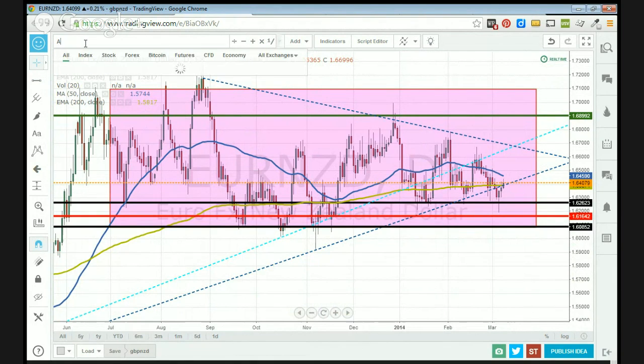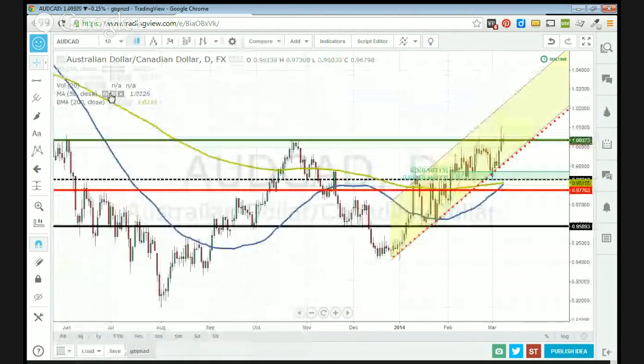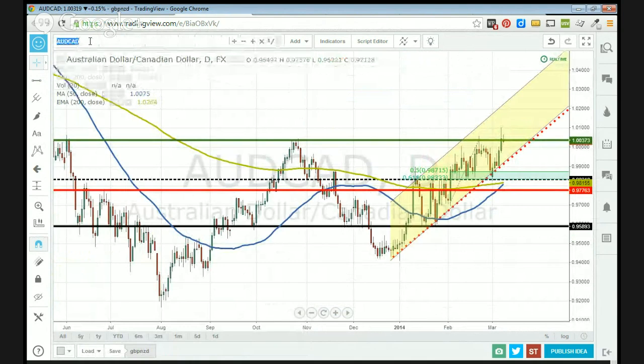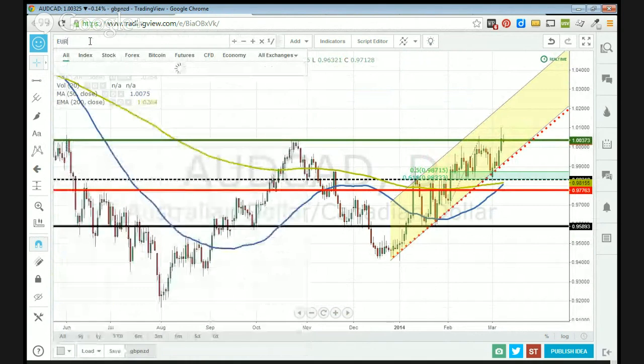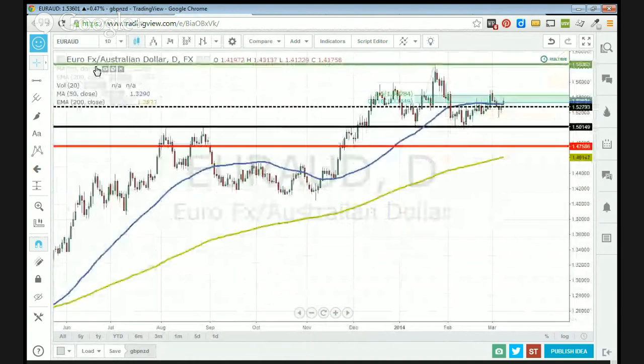Okay, so let's go to the Australian dollar. Aussie Canada. Okay, and this is... oh, what am I saying? I meant to go to the Australian dollar or euro Australian dollar. That was what I meant to go to. I just generally, out of habit, like to start my chart review with the euro pairs after reviewing the trades I have on at the moment. Okay, euro Australian dollar.